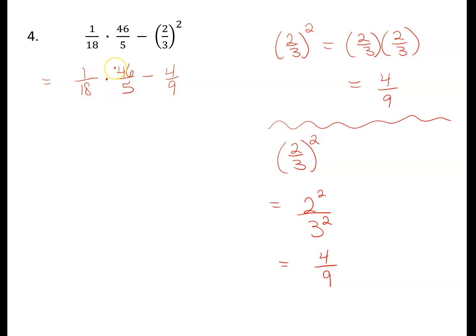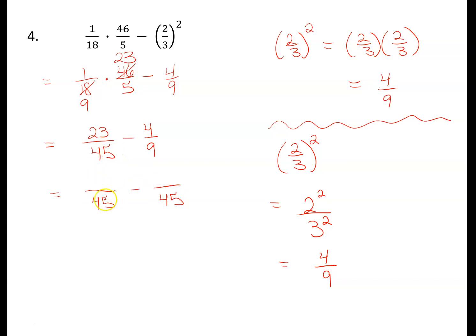So we do, because 18 and 46 are both even, we know for sure they're divisible by 2. So I'm going to divide 18 by 2, which will become 9. I'm going to divide 46 by 2, which will be 23. And now multiply across. 1 times 23 and 9 times 5. And then we bring down our minus 4/9. Now we need to subtract, which requires the common denominator. So I look at my big one and ask myself, will 9 divide 45? Yes. Then 45 is my LCD.